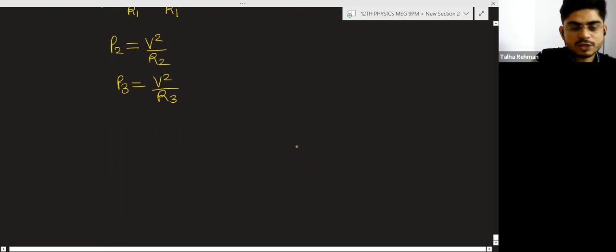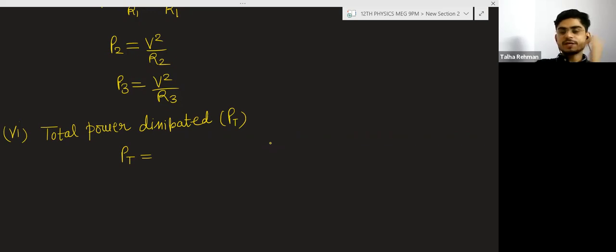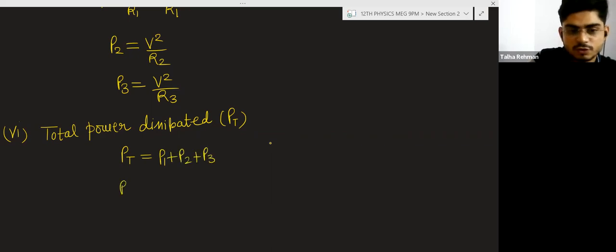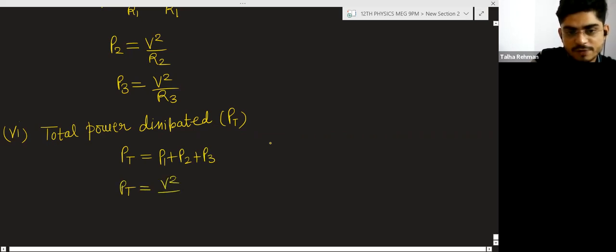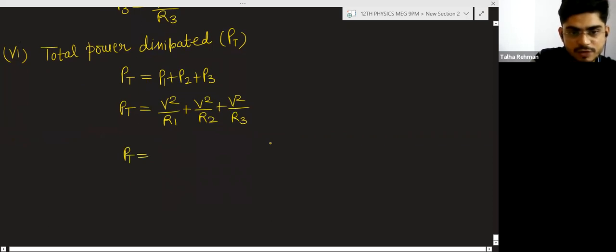So, if you want to calculate the total power dissipated in the circuit in the form of heat, Pt is the total power. You can just add the powers because power is a scalar quantity and we can add algebraically, P1 plus P2 plus P3. Total power is V square by R1 plus V square divided by R2 plus V square divided by R3. Now, you can take V square common.